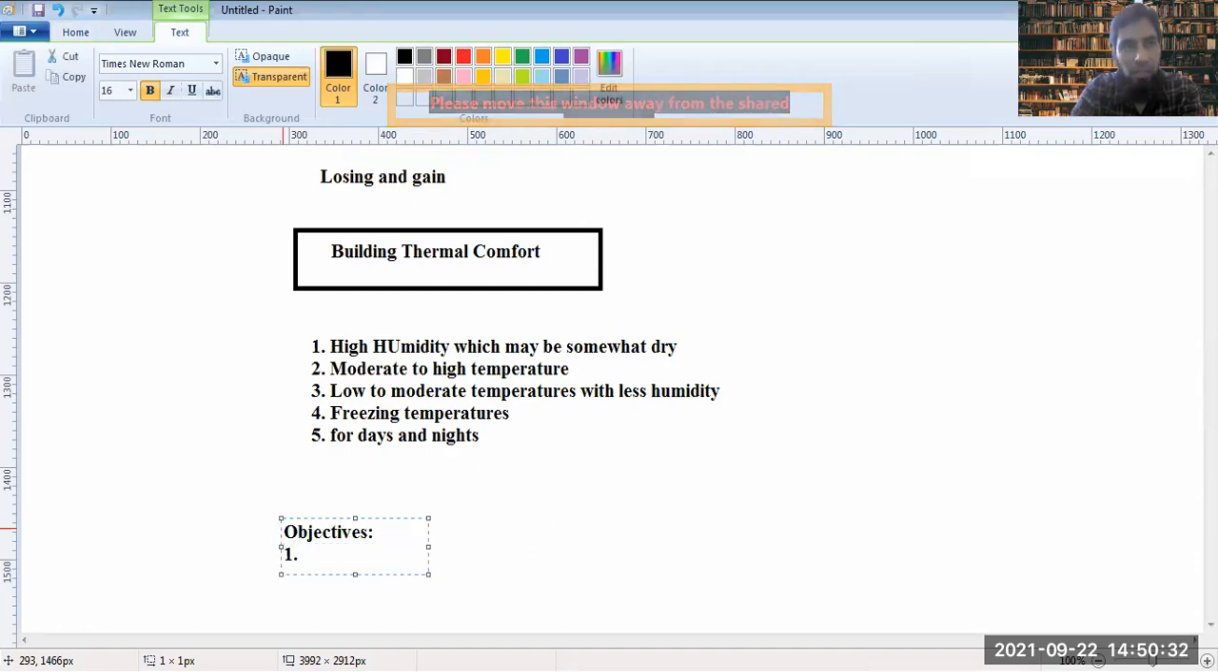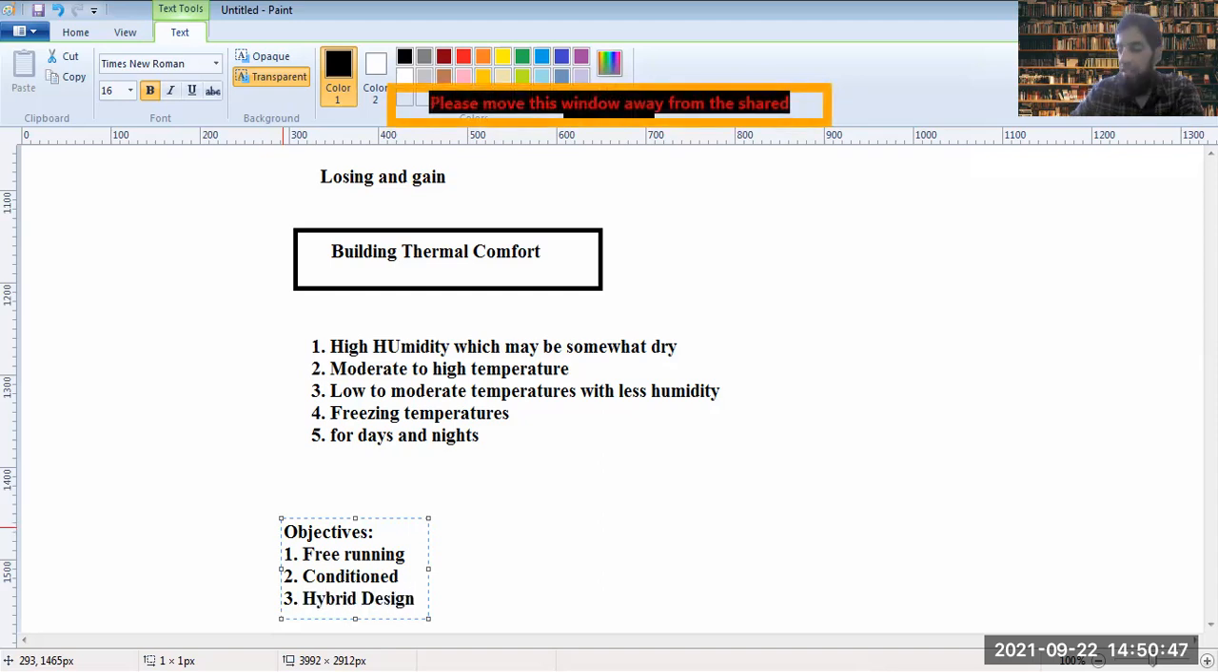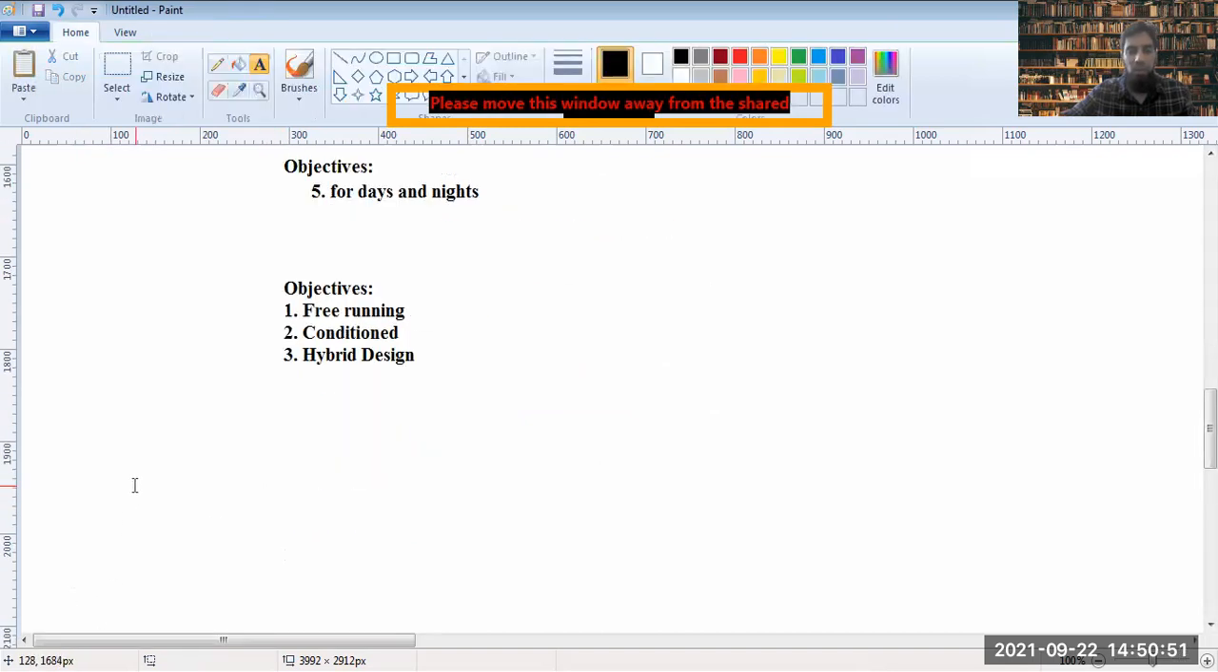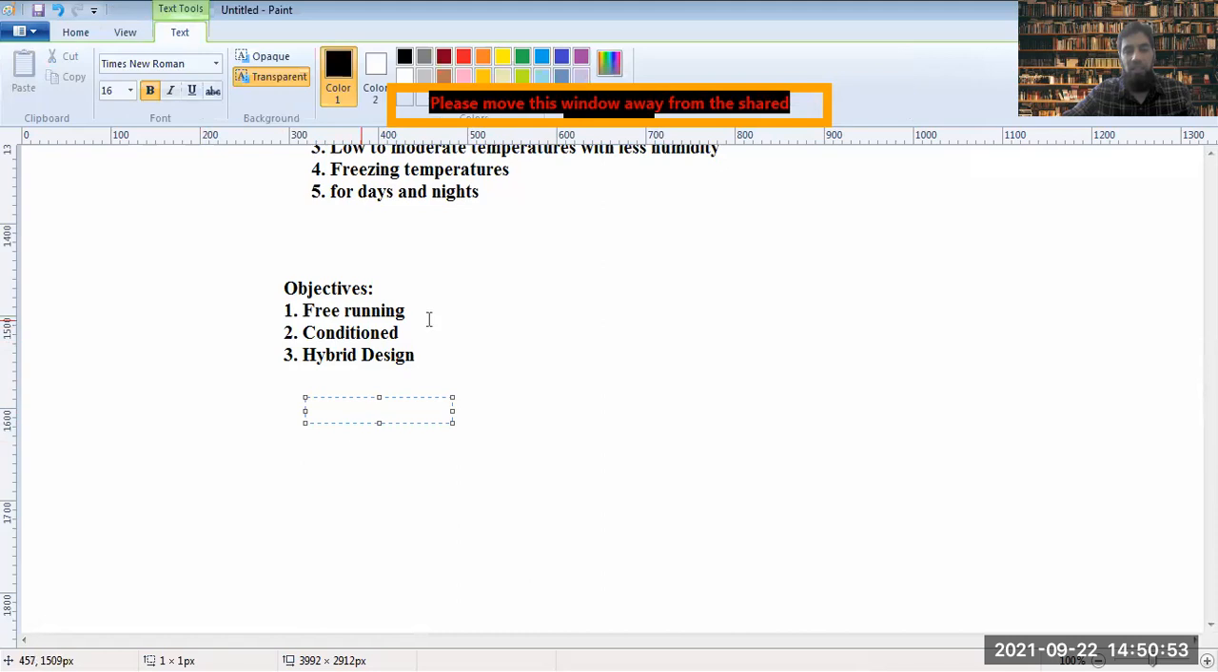One is free running. Now, what is second is conditioned. Third is hybrid design. These are all modern concepts of design processes for our houses, and these should be our objectives for basically designing for all climates, our houses or buildings.